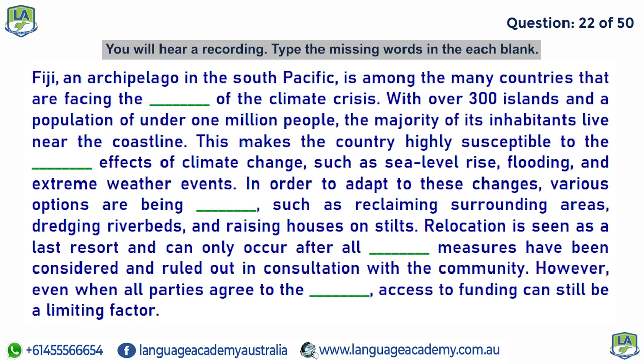Fiji, an archipelago in the South Pacific, is among the many countries that are facing the impact of the climate crisis. With over 300 islands and a population of under 1 million people, the majority of its inhabitants live near the coastline. This makes the country highly susceptible to the adverse effects of climate change, such as sea level rise, flooding, and extreme weather events.